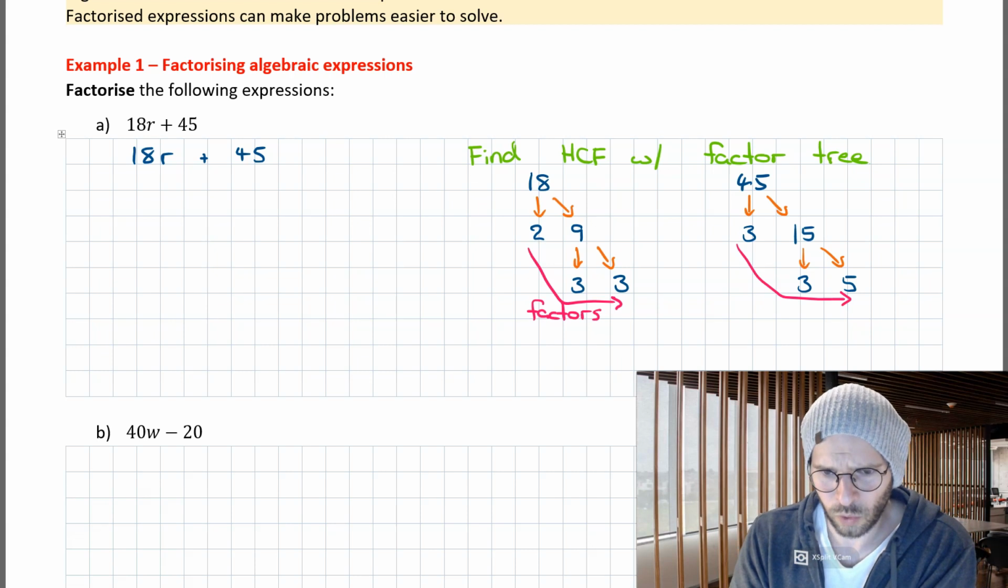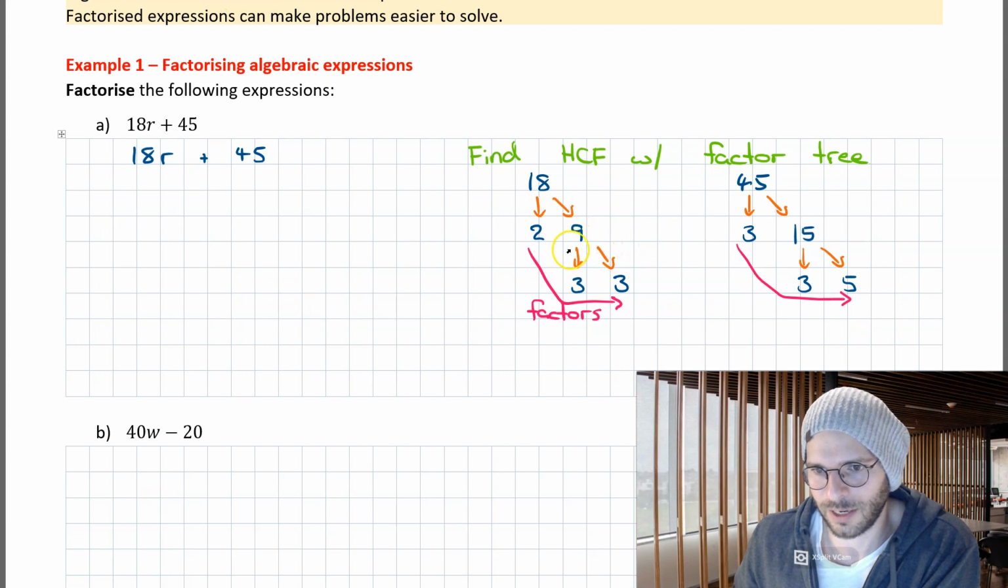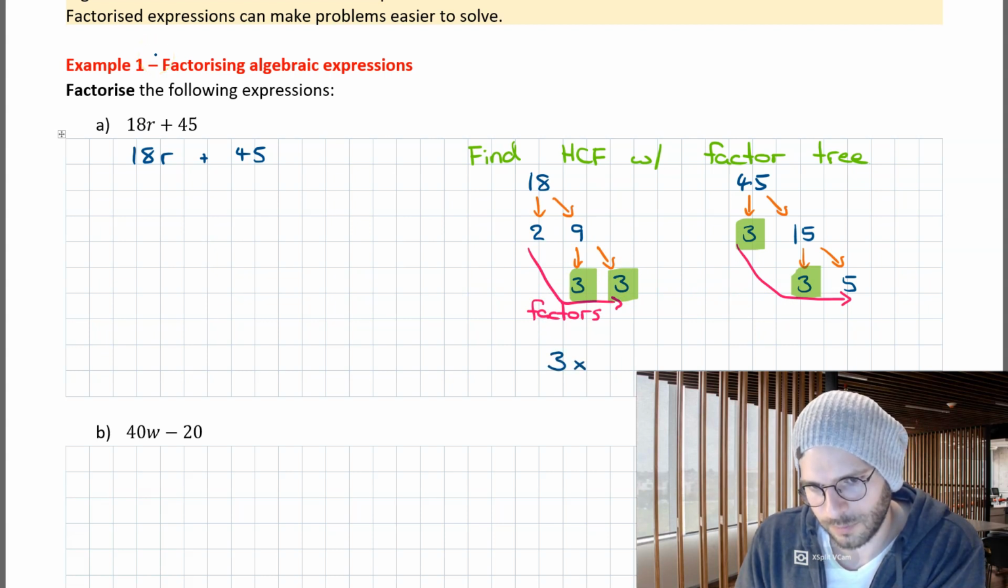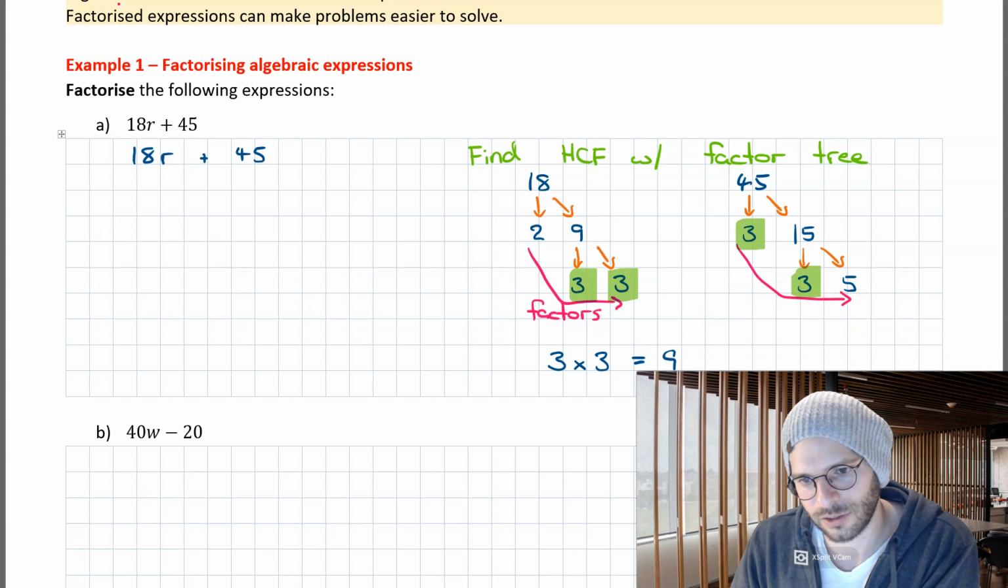Next, I'm going to play a game of matchy-matchy across my trees. Every time I see something in common, I match them up. I see 2 here, but I don't see 2 here, so I ignore the 2. I see 3 here, and I see 3 here, so I play matchy-matchy. I see 3, I see 3, I play matchy-matchy. And then I'm out of numbers here, so I stop. Next, all the numbers that I matched up, I'm going to multiply them together. 3 by 3 gives me 9, and therefore 9 is my highest common factor.